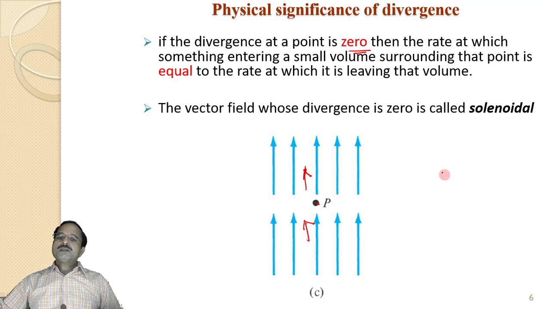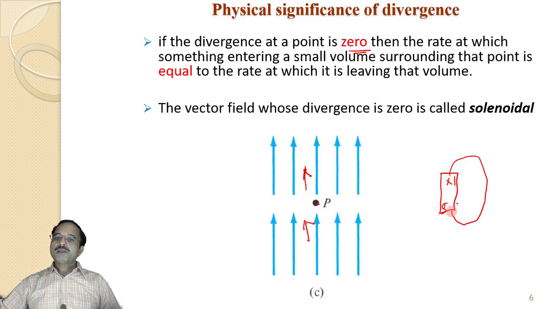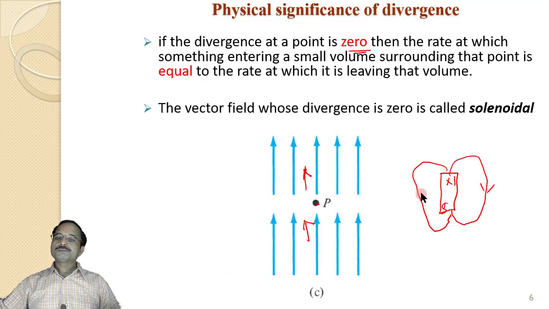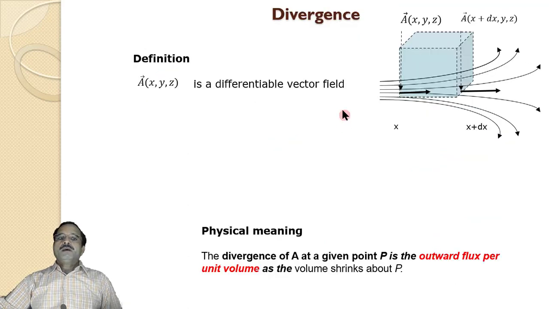This is because if I consider a magnet here, there is a north pole and a south pole. Now you know, in case of any magnet, flux lines are always in terms of loops from north pole to the south pole. So that means the net flow of flux inside this volume is zero. So this is called a solenoidal field.